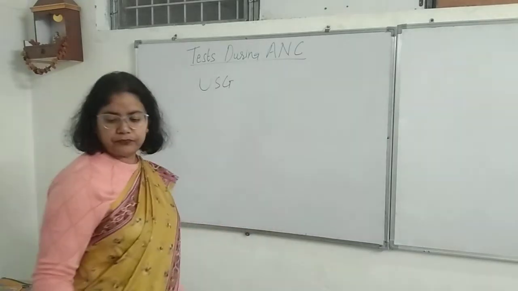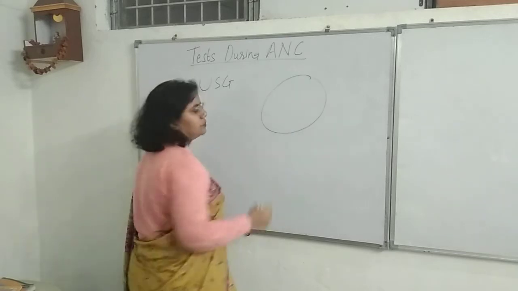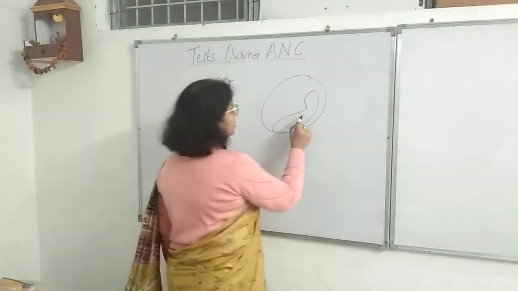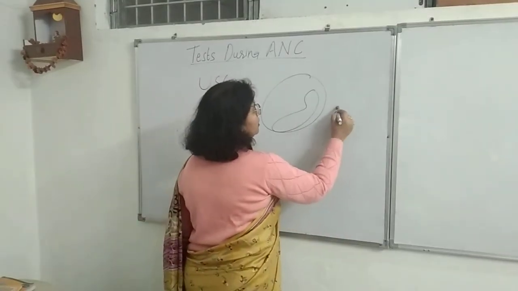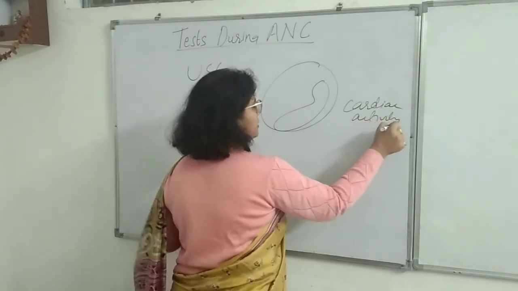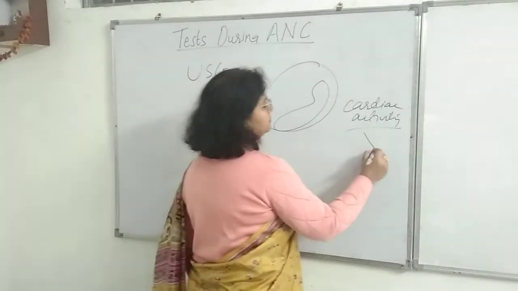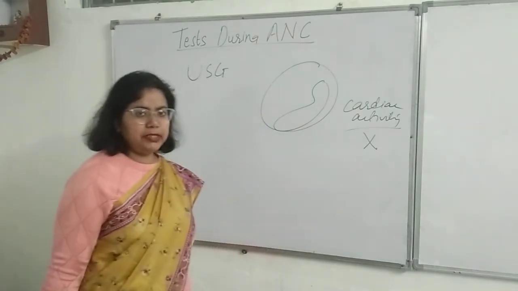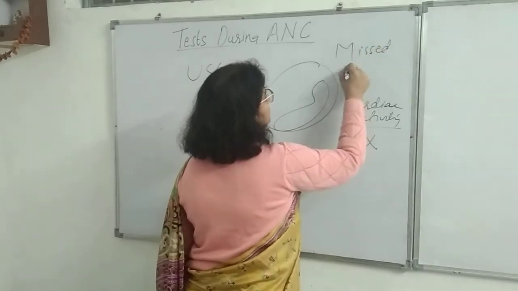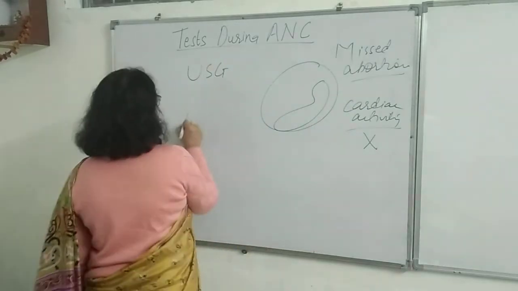Blighted ovum. Suppose there is a gestational sac, there is also a fetal node, and then you look for cardiac activity, pulsating cardiac activity. If it is present, this is a viable normal pregnancy. If cardiac activity is absent, then this is a missed abortion. Missed abortion.